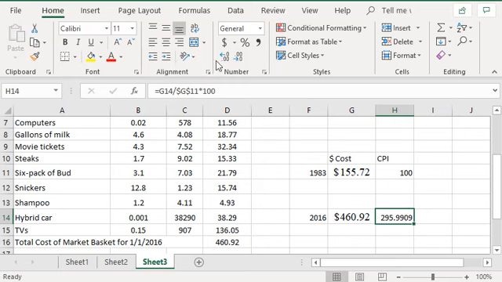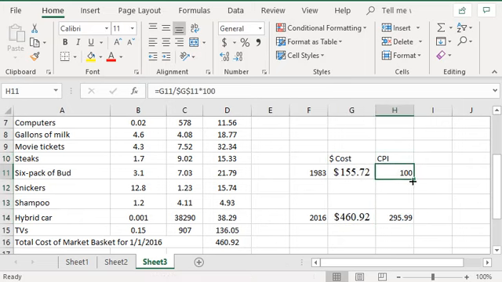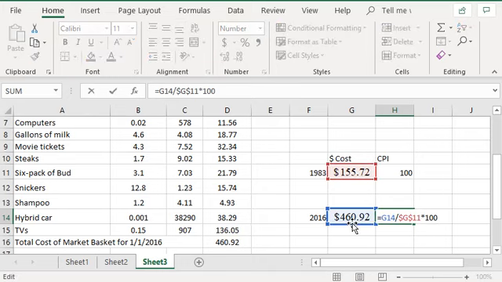So the CPI in 1983 is 100. The CPI in 2016 is, and these are in percentages, right? These are in dollars, and these are in percentages. So the CPI in 1983 is 100. When the CPI is 100, we have an idea that we're in the base year. The CPI in 2016 is 295.99%. And I'll click on it to show you what Excel did. It took the dollar value in 2016 and divided it by the dollar value in 1983 to turn it into a percentage.